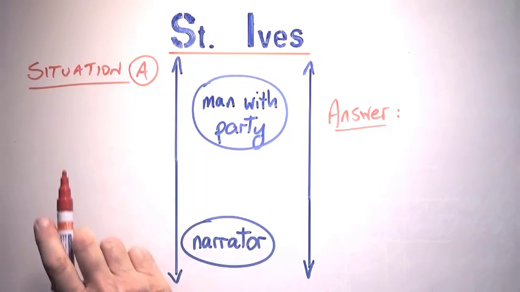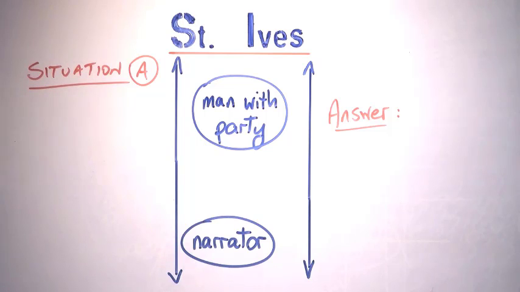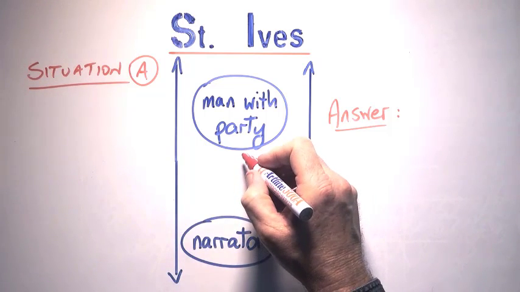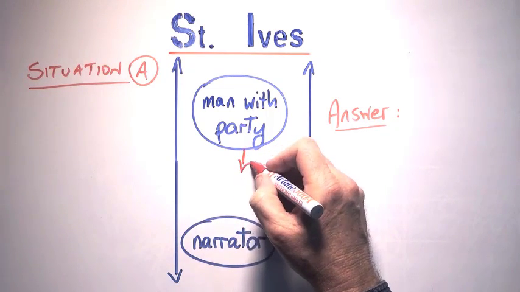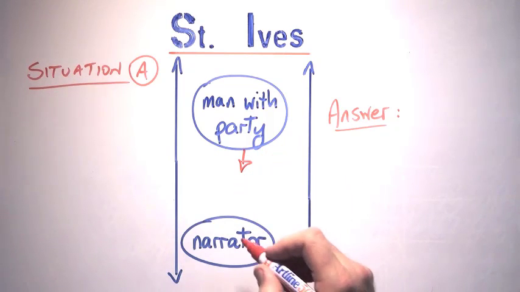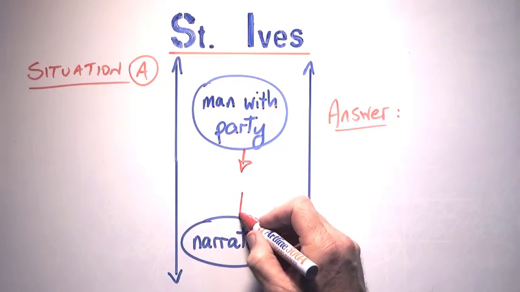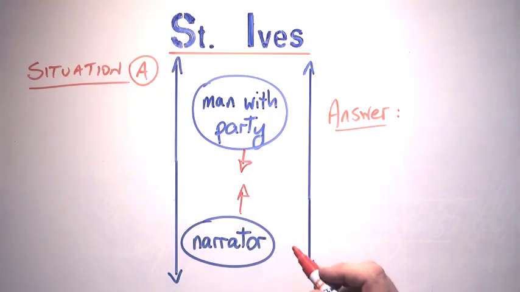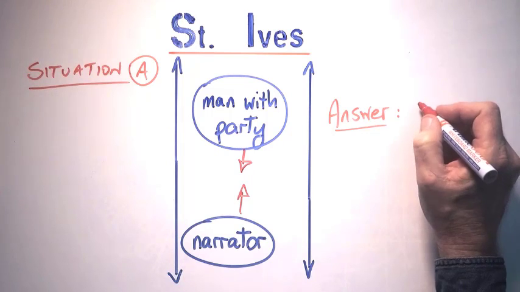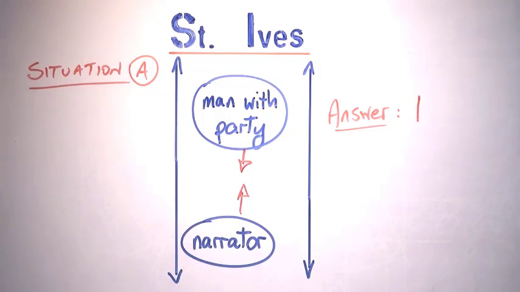Let me call this situation A. The man in the party is coming this way, maybe from St Ives, and the narrator is going to St Ives, and they meet on the road. Well, in that case, the answer would be 1. Not very interesting from the maths point of view.